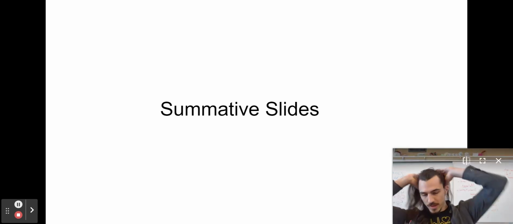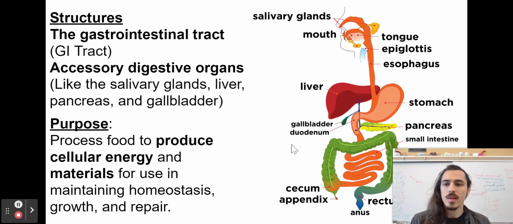Hey everybody, let's go over the digestive system. Okay, so make sure you know the major anatomical structures and the major purposes of the digestive system.